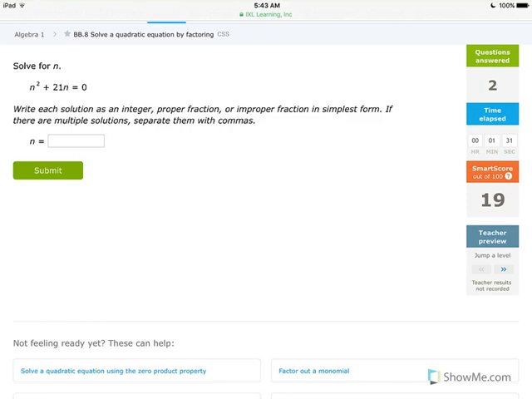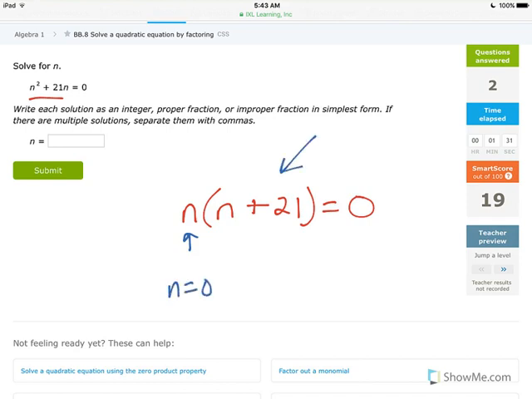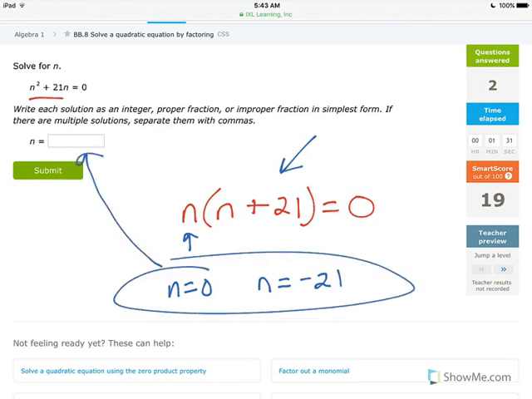And the next one, very similar. You have a common factor of n, so n comes off. What's left behind? n plus 21 is equal to 0. So what would n have to be? n would have to be 0. How would I make the parentheses 0? n would have to be negative 21. And that would just go into the answer box. Just make sure you separate your numbers with a comma.